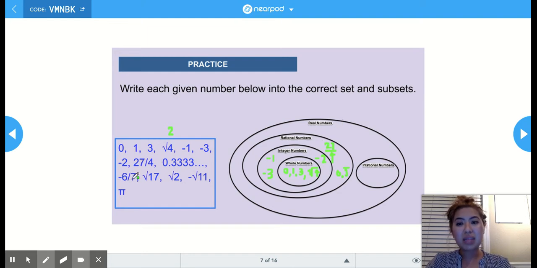Then we have -6/7. And so fractions, positive and negative, are rational numbers. So we're going to put that in the rational numbers subset. And that also means that -6/7 is a real number. We have square root of 17. So if we solve for the square root of 17, it's not a perfect square. So it's actually going to be an irrational number.